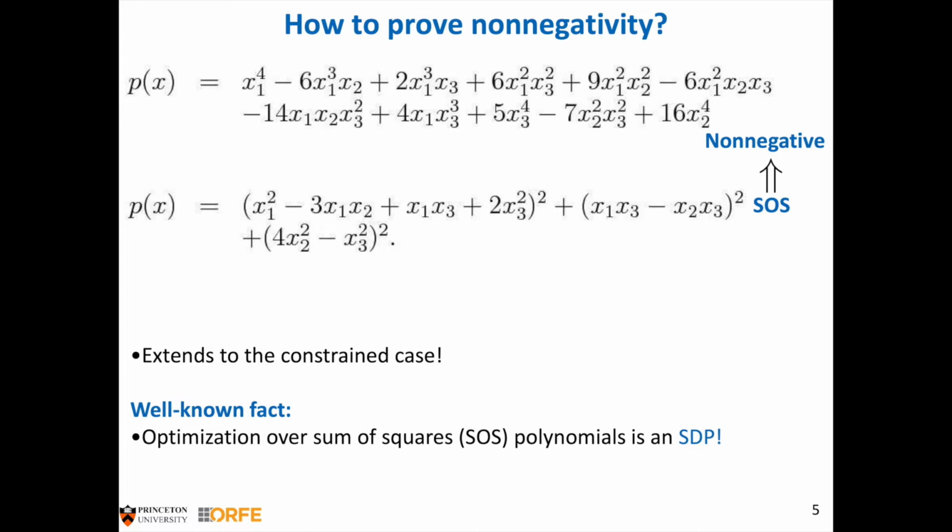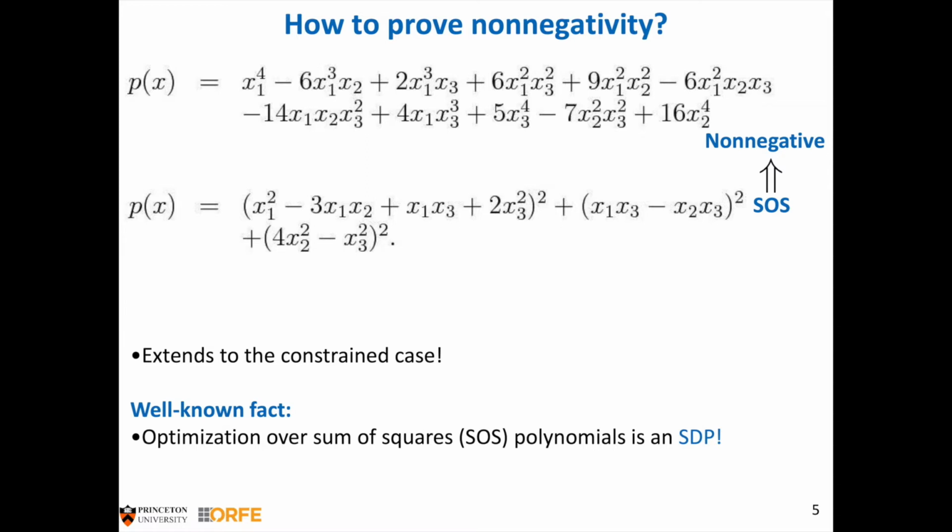if and only if there exists a symmetric matrix Q of size n plus d choose d by n plus d choose d, such that the following is true: P of x is equal to z transpose of x times Q times z of x. I'll tell you what z is in a second. And this matrix Q is positive semidefinite, meaning it has non-negative eigenvalues.